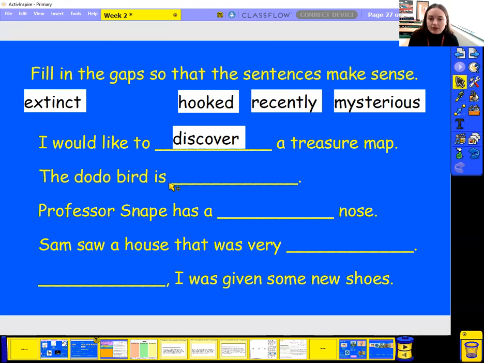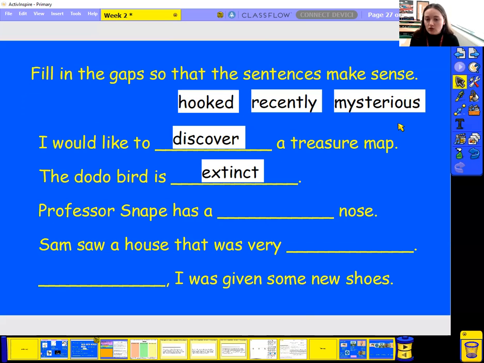The dodo bird is blank. Is it extinct? Is it hooked? Is it recently? No. Is it mysterious? I think it could be a couple of different ones for that. What do you think? Fantastic, it's extinct. The dodo bird is extinct. Professor Snape has a blank nose. What kind of nose does Professor Snape have? Was it a hooked nose? Was it a recently nose? Oh dear, that doesn't sound very good at all. Was it a mysterious nose? What do you think? Again, I think there are two that could go in here.